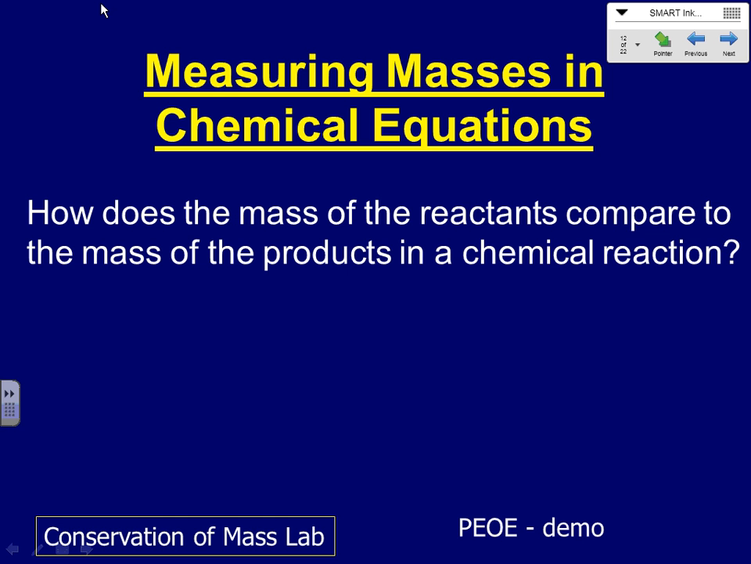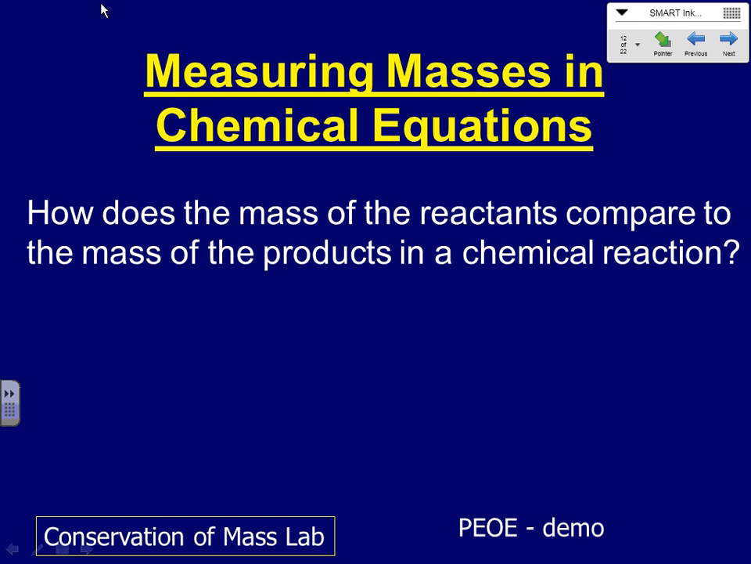And the skeleton equation is just a chemical equation that hasn't been balanced yet, and that's what we want to talk about today. We want to talk about what it is to balance a chemical equation and why we have to do such a thing. The answer to why we have to do such a thing has to do with masses in chemical reactions. How does the mass of a reactant compare to the mass of the products in a chemical reaction?